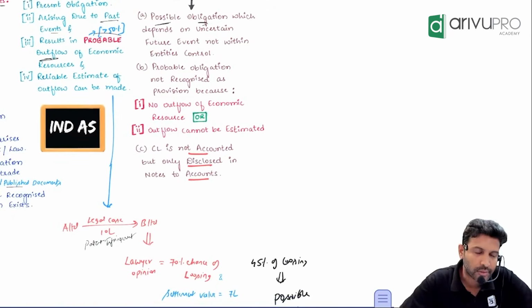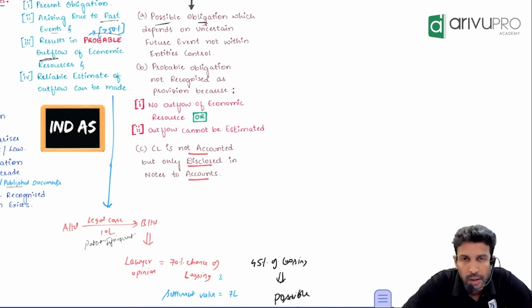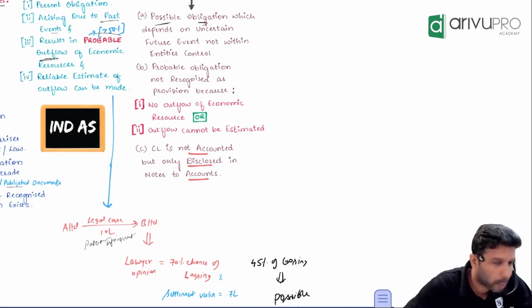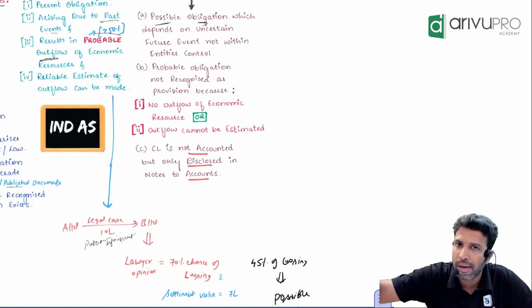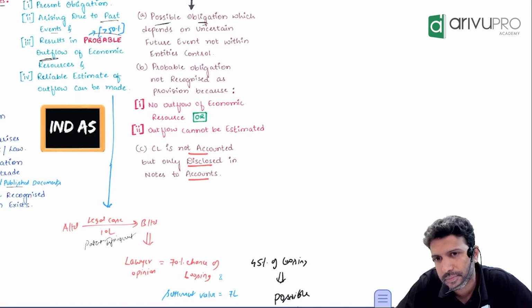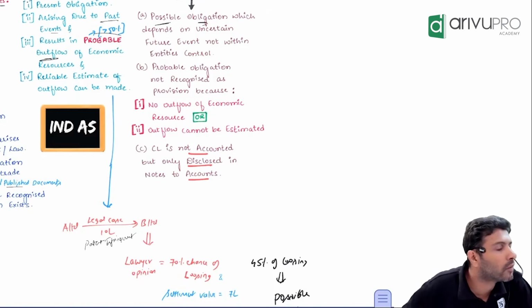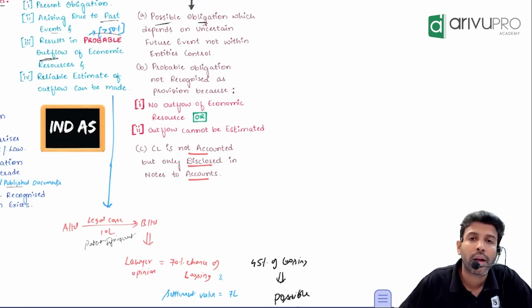One more is there. I'm not telling you the definition in the interest of time. Another one is a probable obligation for which provision is not recognized. That means ideally what you have to create? Provision. Once again, probable obligation for which provision is not recognized. Why? Conditions 3 and 4 are not satisfied.